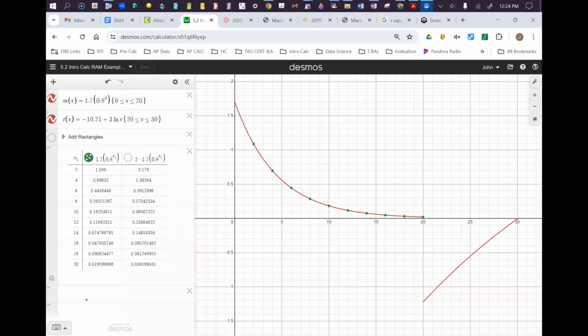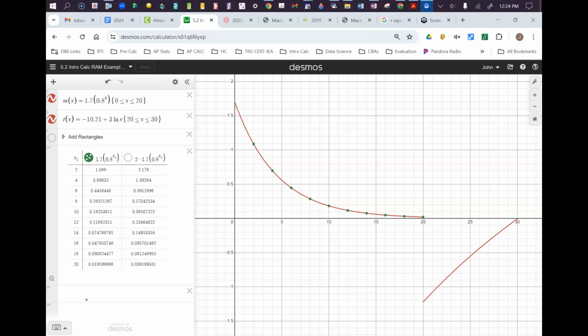Okay, so here's what I have. I have the piecewise function, and this is a nice example of how you can do a piecewise function. So if you look at the very top, it says m of x is equal to 1.7 times 0.8 to the x, and then it puts those curly brackets, and it says this is the rule for x from 0 to 20. And then right below that, I created another function, t of x, and you can see it's different. It's negative 10.21 plus 3 times the natural log of x, and that applies for x from 20 to 30.